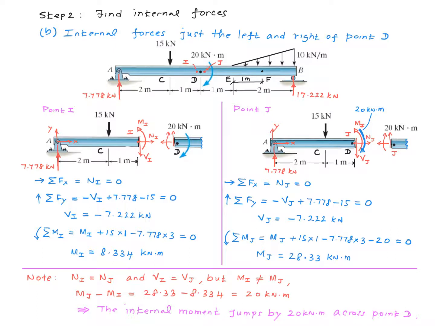When we compare the results for point I and point J, what we find are these. The axial forces are the same, the shear forces are the same, but not the bending moments. If I calculate the difference between the bending moments at point J and I, I come up with 20 kilonewton meter, which matches exactly the externally applied moment at point D. In other words, the internal moment jumps by 20 kilonewton meter as we move across point D. And this fact will also be made use of in another method that we will learn in another video.